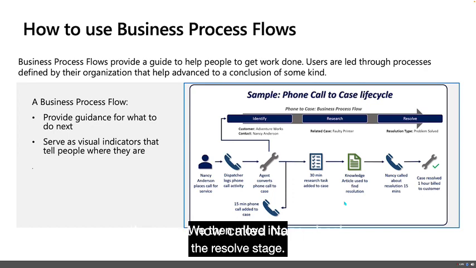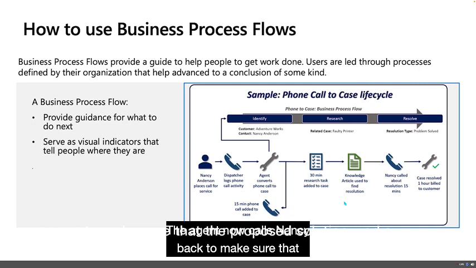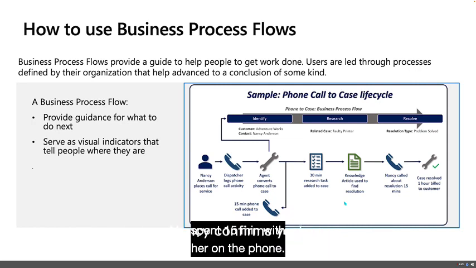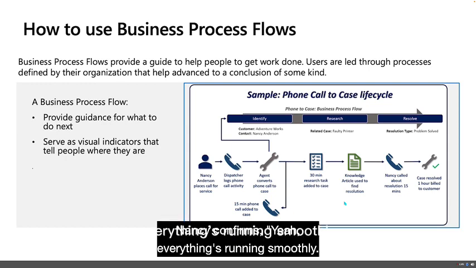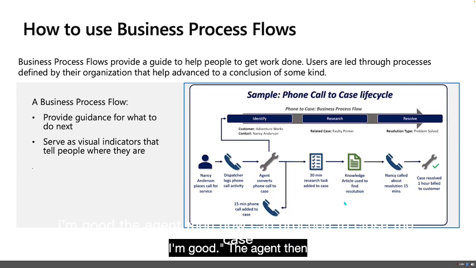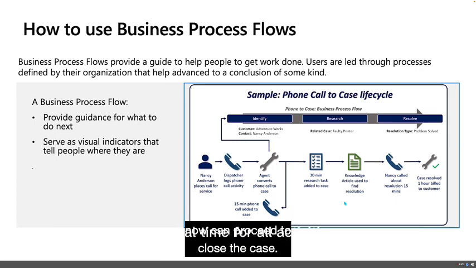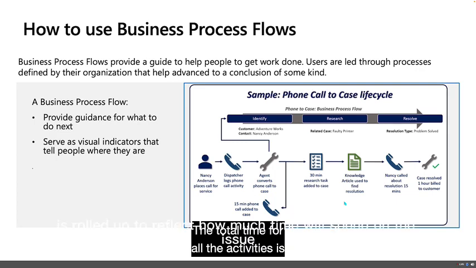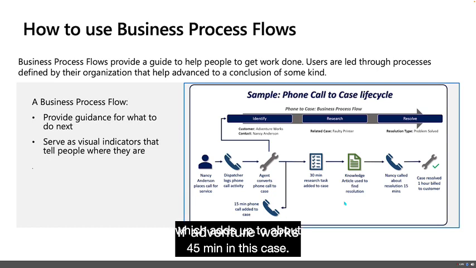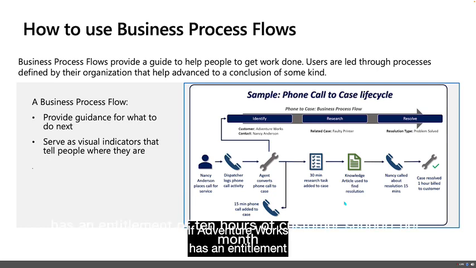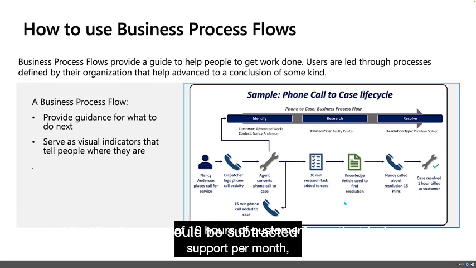The agent now calls Nancy back to make sure that the proposed solution works and spends 15 minutes with her on the phone. Nancy confirms, yeah, everything's running smoothly, I'm good. The agent then can proceed to close the case. The total time for all the activities is rolled up to reflect how much time was spent on the issue, which adds up to about 45 minutes in this case. If AdventureWorks has an entitlement of 10 hours of customer support per month, this 45 minutes would be subtracted from that balance.